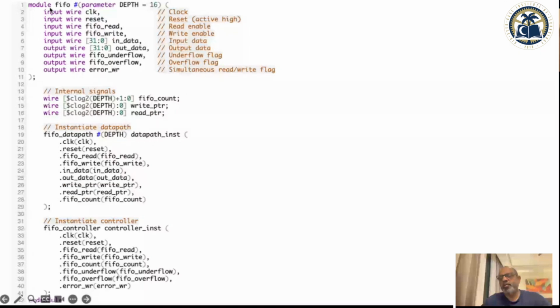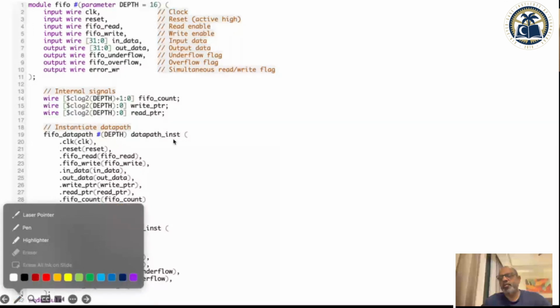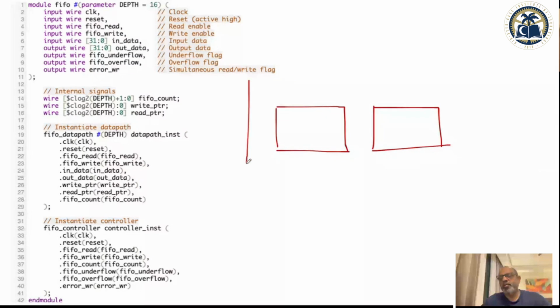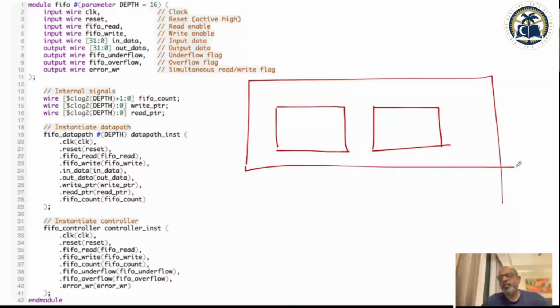It has a FIFO module, and the FIFO module has two parts, as we are always going to draw these two parts. One is the controller and the other one is the data path. So for every design, once we are designing the architecture, this will help you to design a good architecture: break it down into two parts. One is your control, the other one is your data path. Try to keep the data path dumb, very dumb.